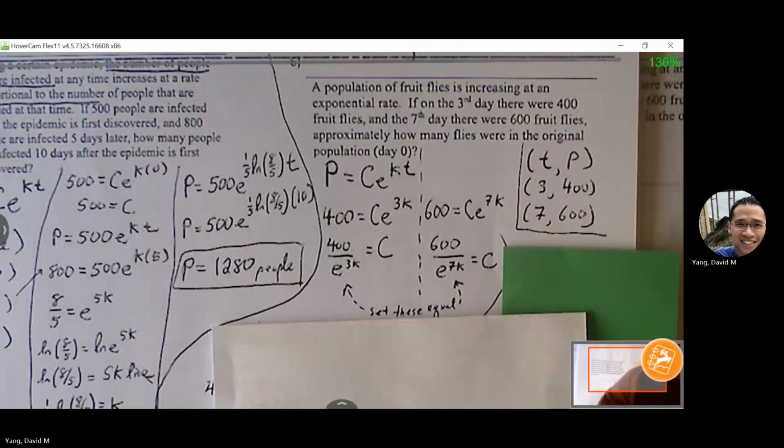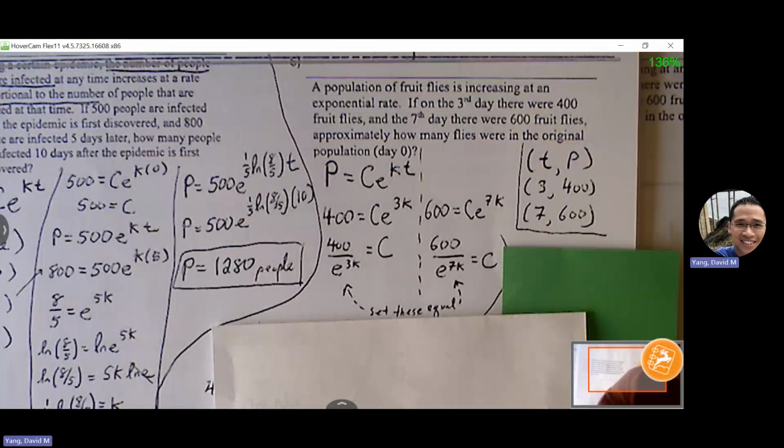So for this one, what we can do is plug both of them into our original equation. If we can solve for C with both of the equations, then we can set these equal to each other, right? Our goal is to use this to help us solve for k, then go back to the original equation and use any of the ordered pairs to solve for C. Right, so this is our initial setup.